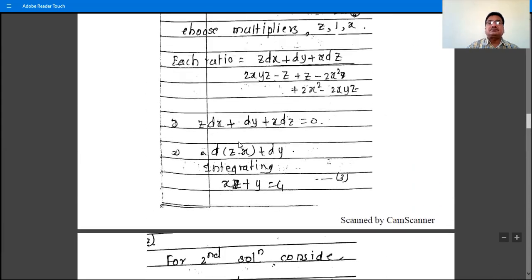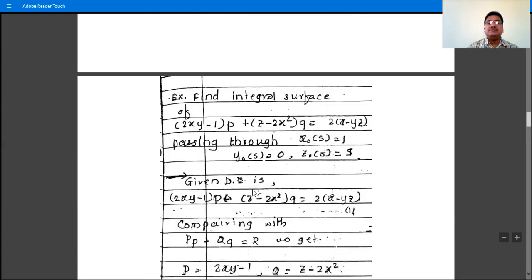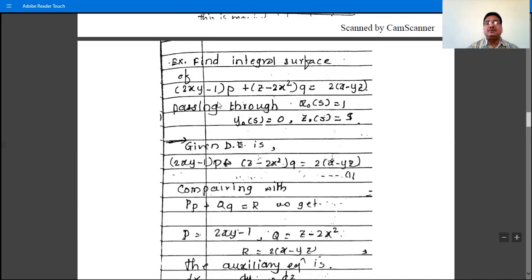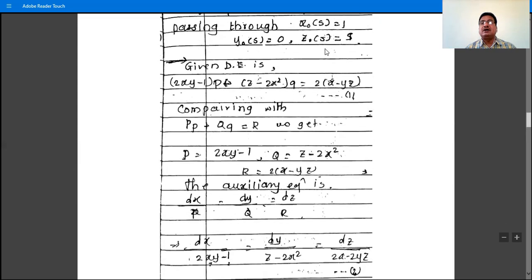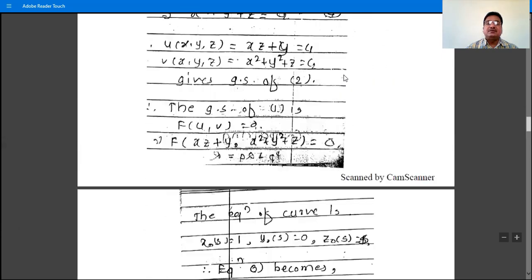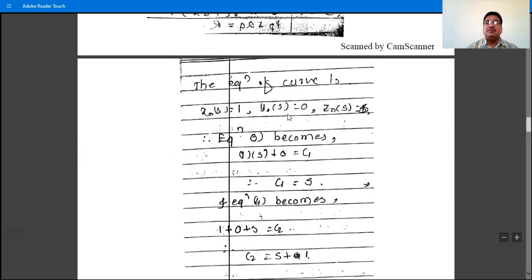This general solution means this is the integral surface of this quasi-linear differential equation. Now we have to find the integral surface passing through this curve: x₀(s) is 1, y₀(s) is 0, and z₀(s) is s. That is, substitute x as 1, y as 0, and z as s in equations number 3 and 4. Substitute, I have to find the curve.